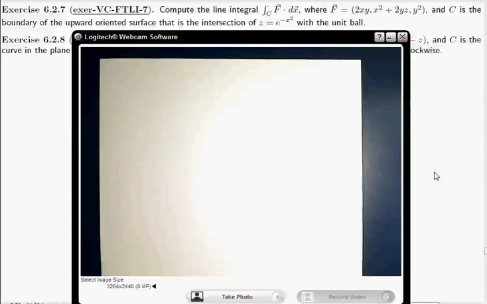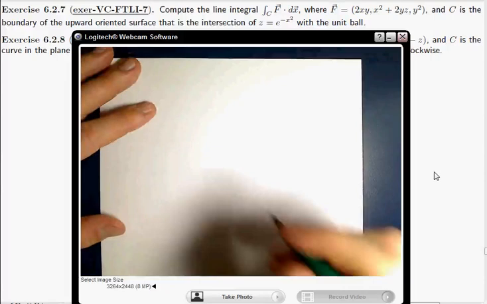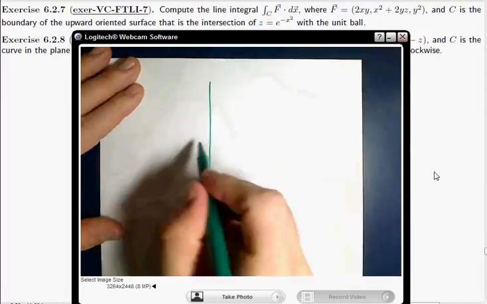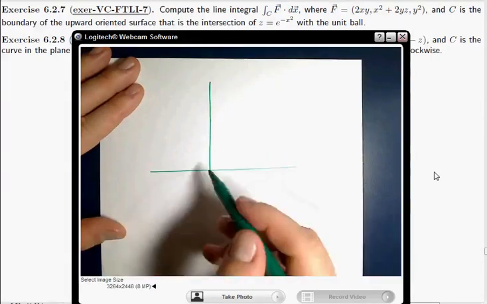Okay, FTLI 7. All right, again, so problem. What does this thing look like? So C is the boundary of a surface. Let's draw the surface. And drawing the surface is going to be a little hard because it's given in this weird way.